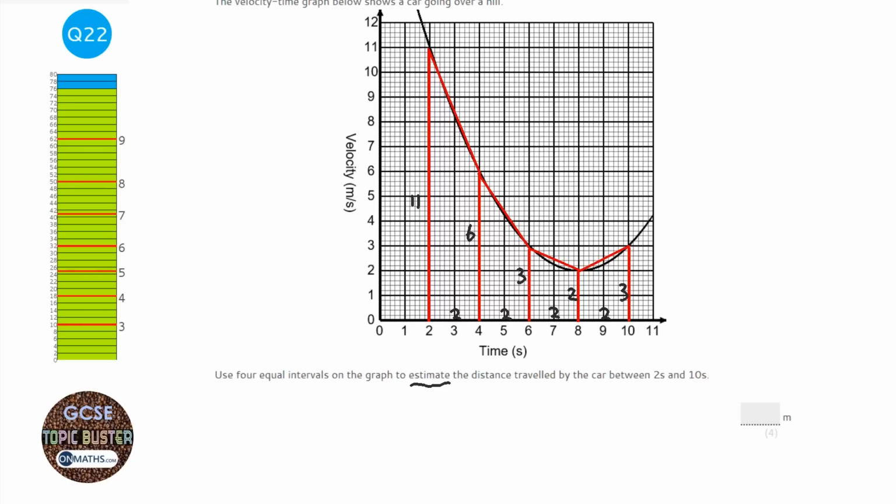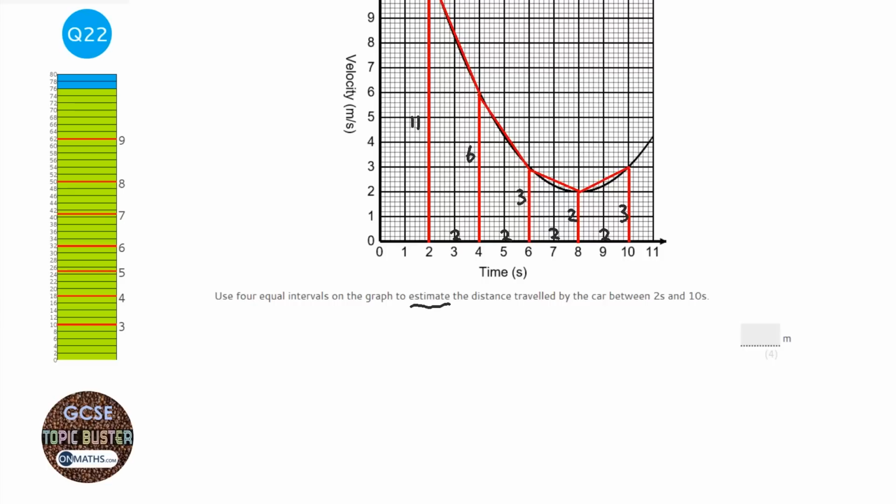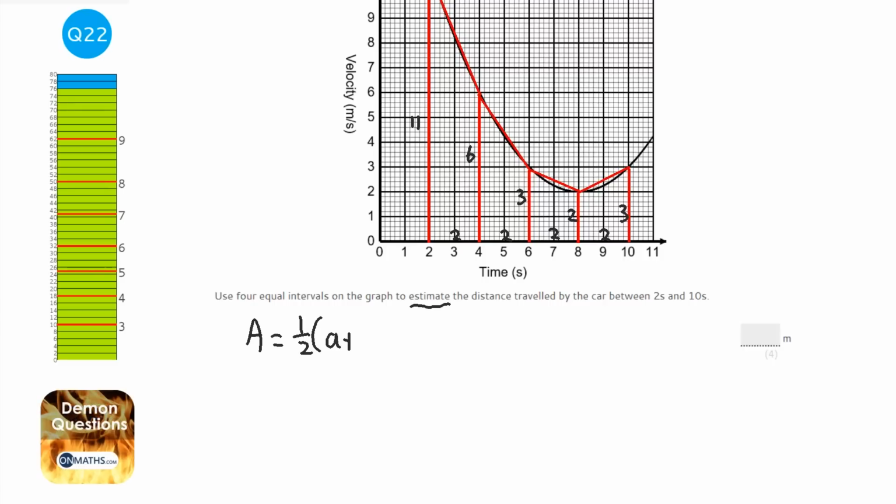Okay, so we need to remember how to work out the area of a trapezium. It's half (a plus b) h. Now this is quite misleading because h actually used in the trapezium rule is the width of the trapezium. It's because the trapeziums are kind of on their side. So h is always going to be 2 for these.